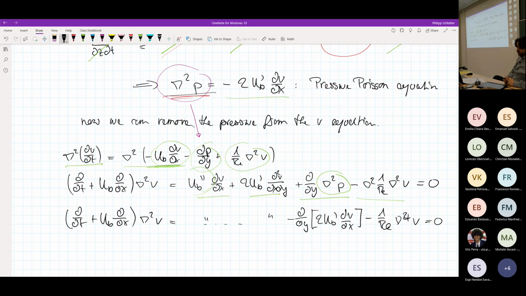Okay? So what I have achieved now is an equation where I removed the pressure, so there's no pressure anymore. But the problem, of course, is that because I removed the pressure, suddenly I get a fourth derivative of the velocity v. And the reason for that was because I took the second derivative in order to be able to remove the pressure. So I took the Laplace operation.